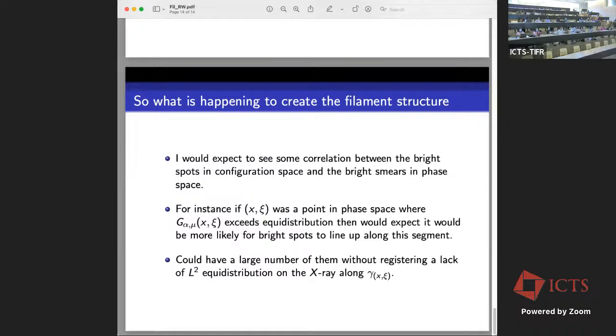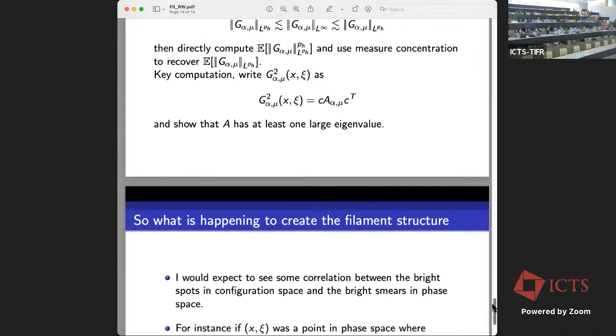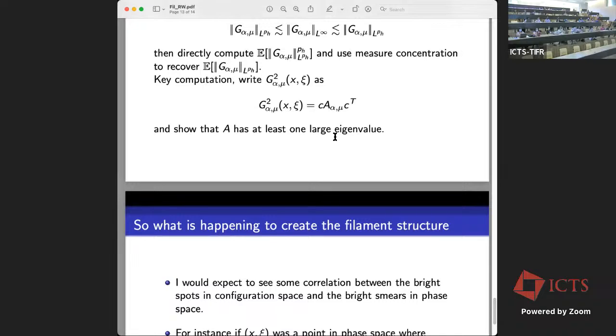The second part of the question asks about the expectation. How large will the eigenvalues be in the matrix A? If we're equidistributed, we'd expect eigenvalues of about 1. But we find that there are ones that are growing logarithmically, and it's those ones that drive the logarithmic filament structure.